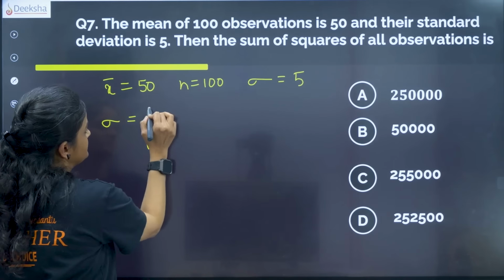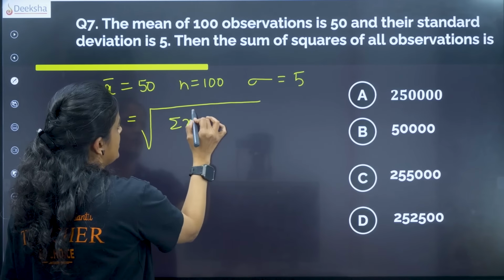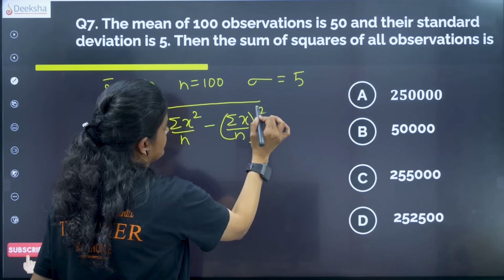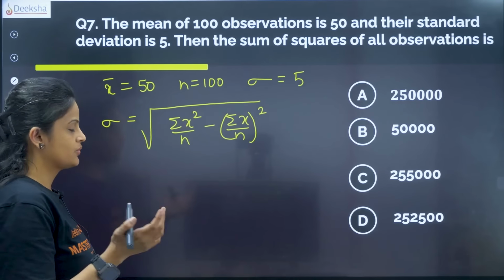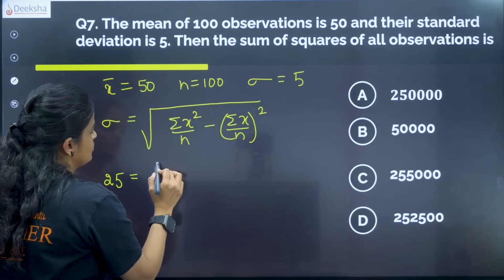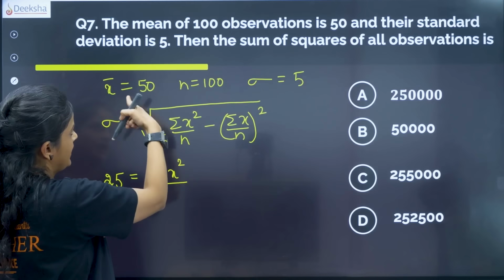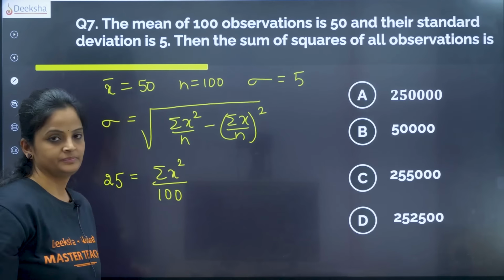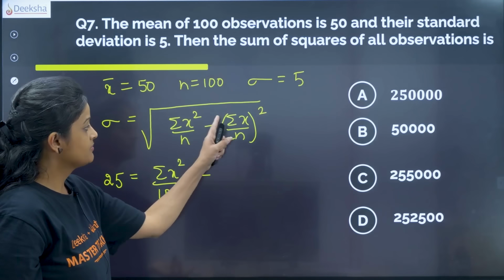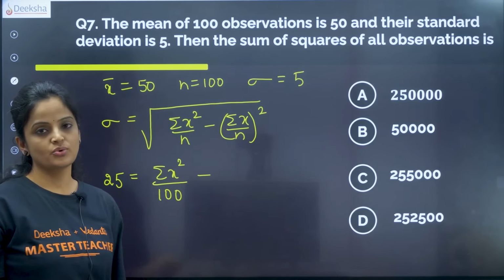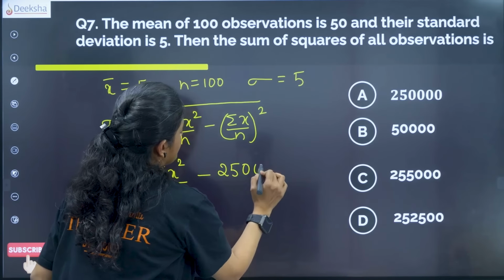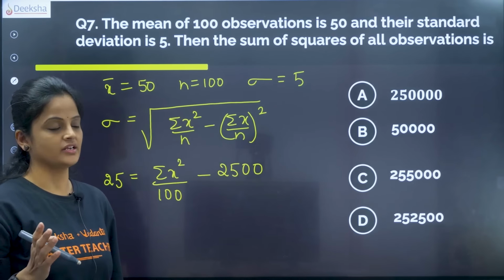First get the formula: sigma x square by n minus (sigma x by n) the whole square. I don't want the square root, I'll square it off. So I'll get 25, that is equal to sigma x square divided by n, where I am substituting 100, minus, what is this? Nothing but the mean. Sigma x by n the whole square is nothing but mean square. Already the mean they have given. Square it.